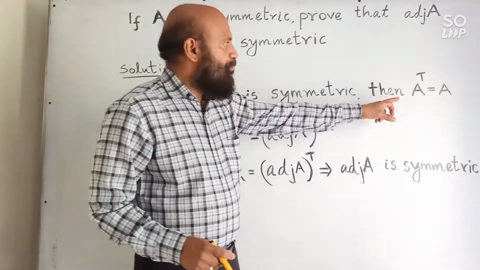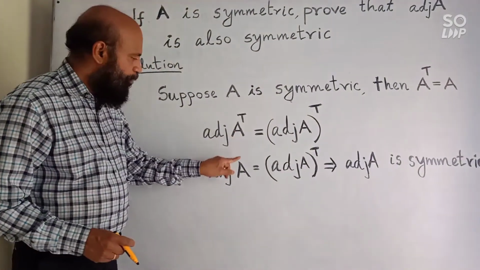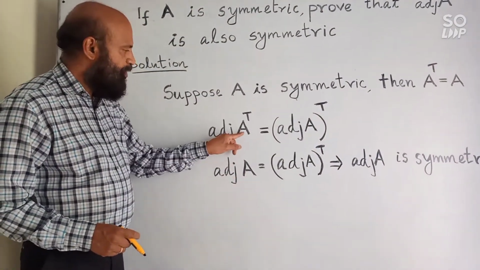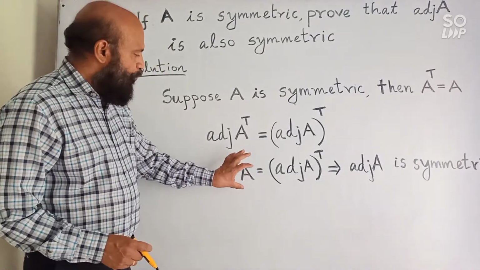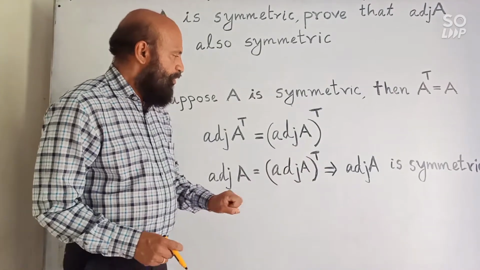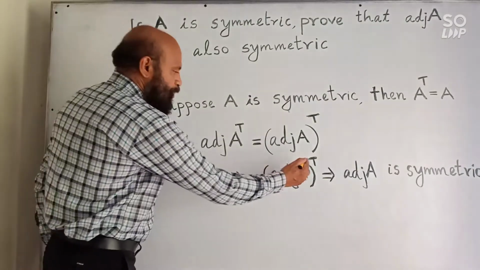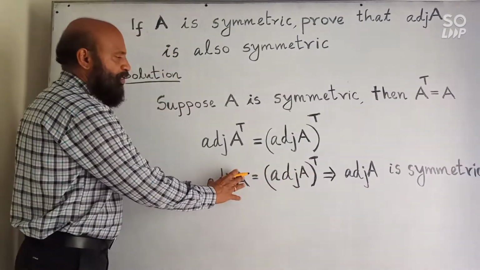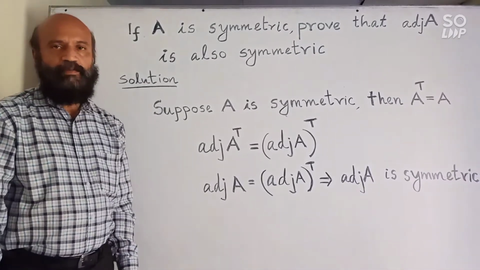Now, since A is a symmetric matrix, A transpose will be same as A. Instead of this A transpose, you write A. Then adjoint of A is transpose of adjoint of A. That implies adjoint of A is symmetric because transpose of adjoint A is same as adjoint of A. So adjoint of A is also symmetric.